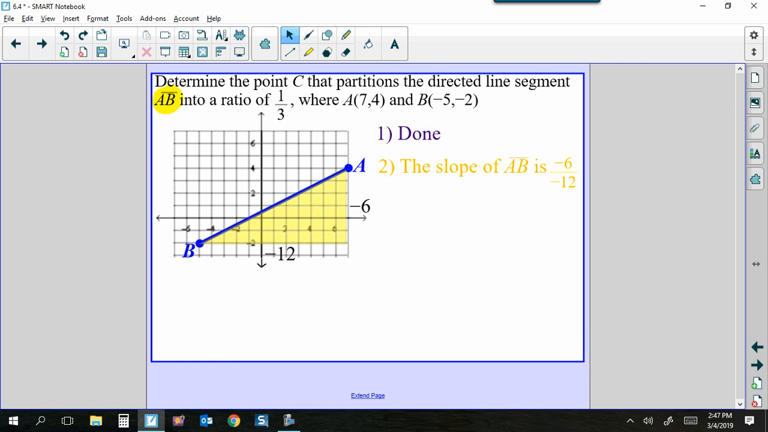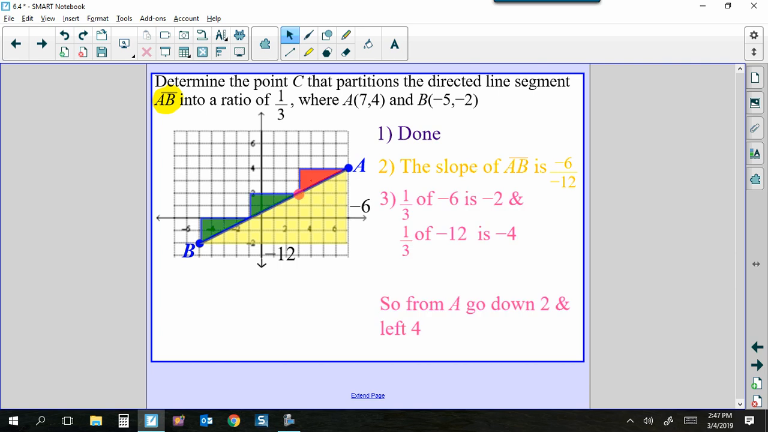Your third step was now to apply that scale factor of 1/3 to your slope. So 1/3 of negative 6 is negative 2, and 1/3 of negative 12 is negative 4. So from A, you're going to go 1, 2, 1, 2, and then left 1, 2, 3, 4. Right there, that point at 3, 2 is the point that is partitioning into a 1:2 ratio, or 1/3 of your total.